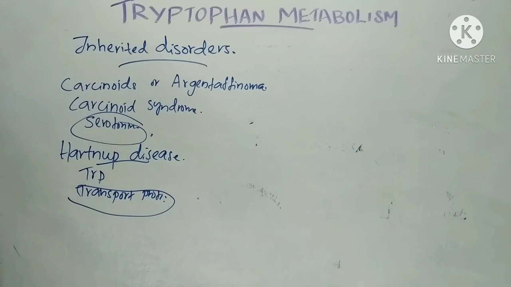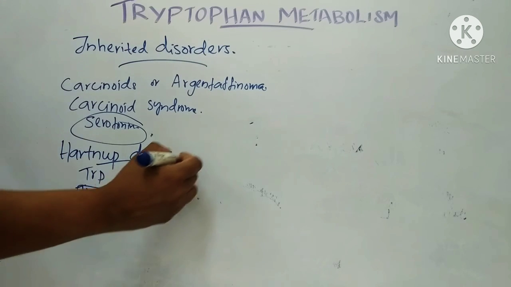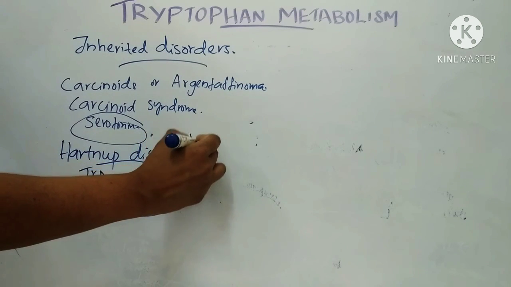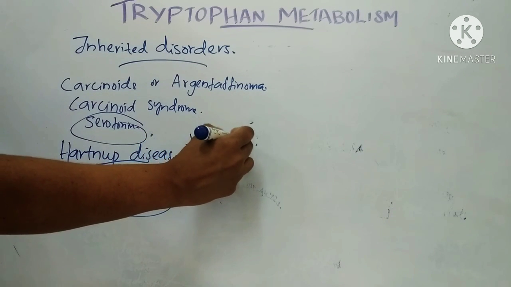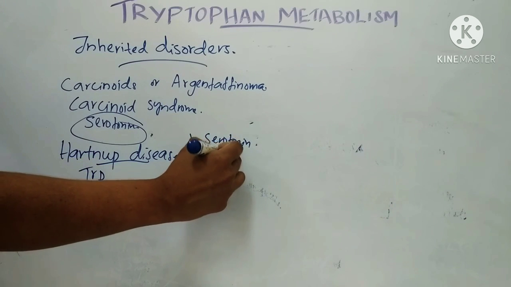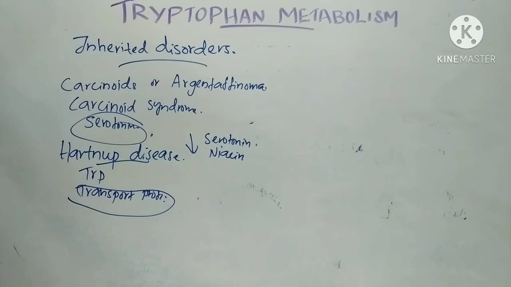These are characterized by mental retardation, neurological symptoms and pellagra-like skin rash. Then there will be decreased synthesis of serotonin and niacin or nicotinic acid.